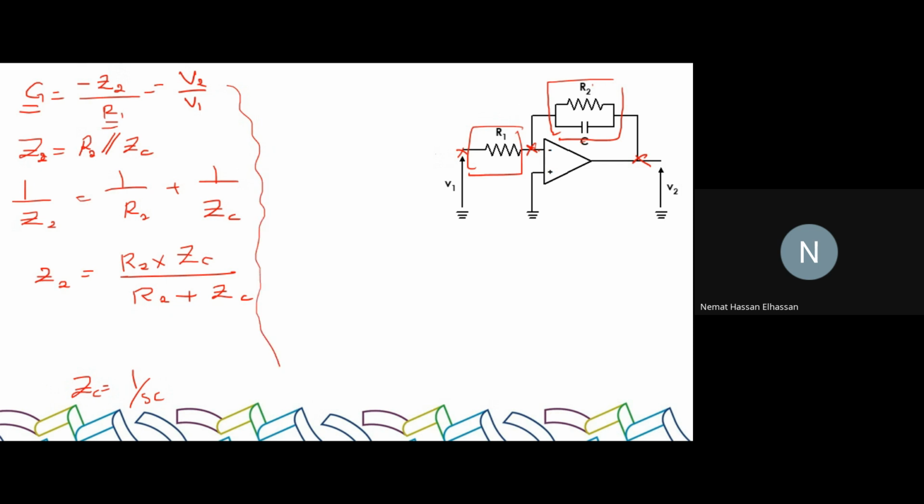So Z2 is equal to R2 multiplied by 1 over SC, divided by R2 plus 1 over SC. Okay? Let's simplify it because remember we want to substitute it in the gain. Let's simplify it, starting with the denominator. How will we simplify the denominator? We will unify the denominators in the denominator. So R2 times 1 over SC remains the same, R2 divided by SC, all divided by the new common denominator.